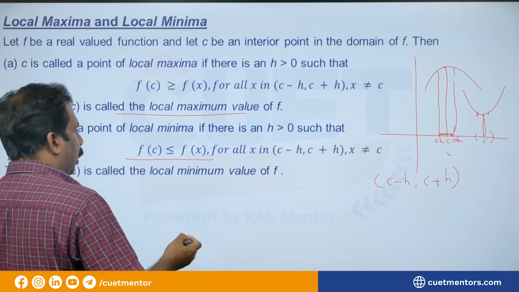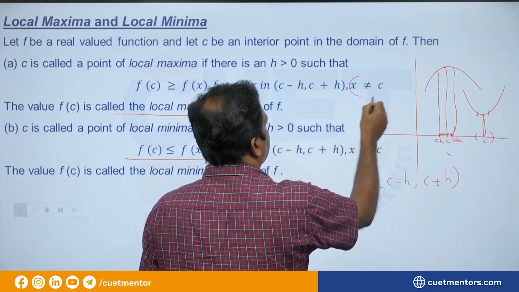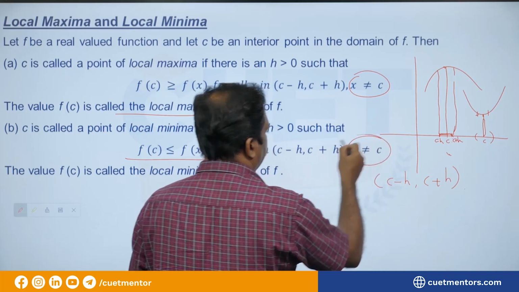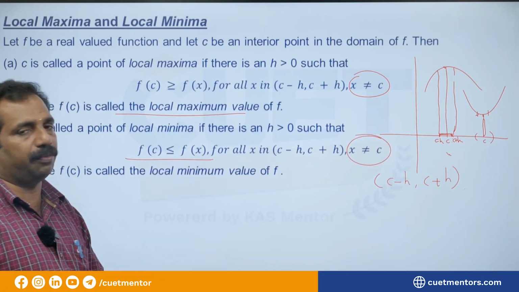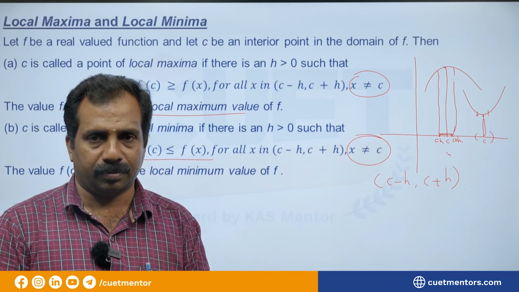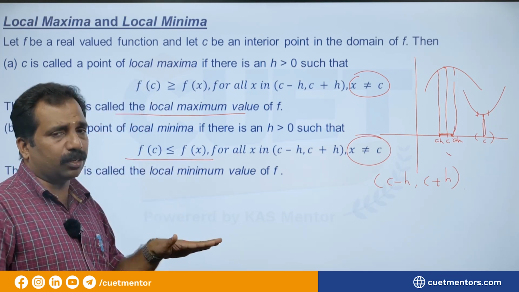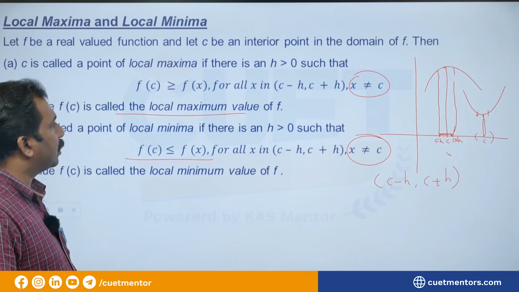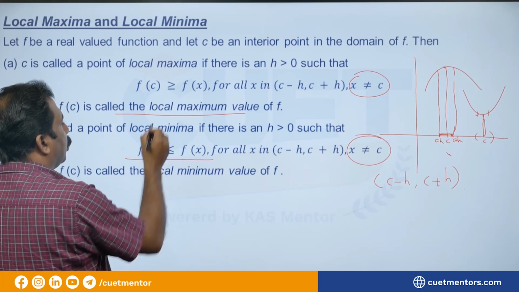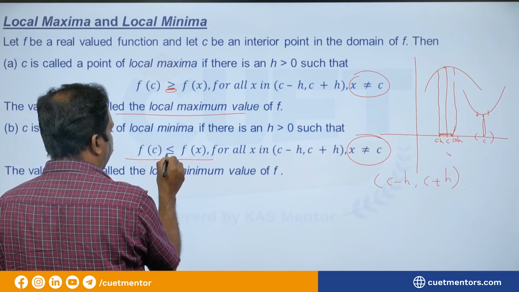Please note that x not equal to c is the condition there. Why x not equal to c? Otherwise f(x) becomes f(c), which means it is a constant value. So for the point of local maxima or local minima, this equality should not be allowed.